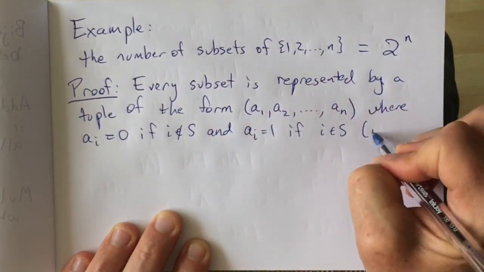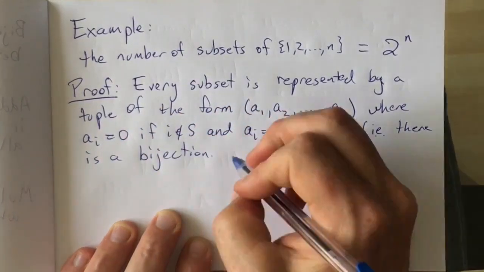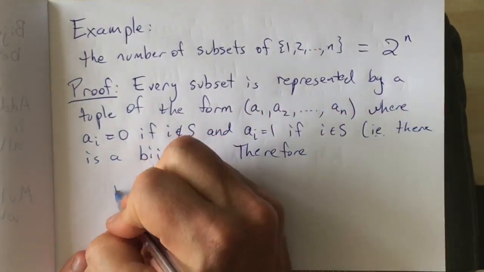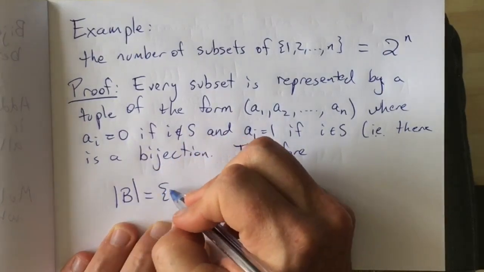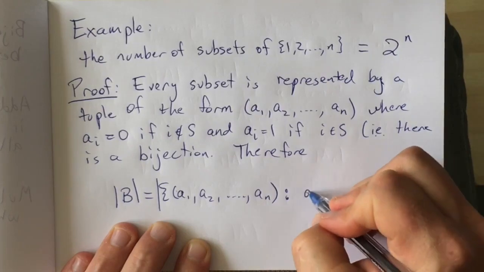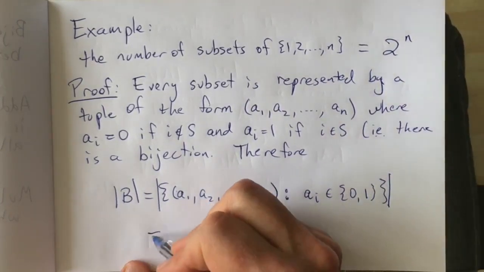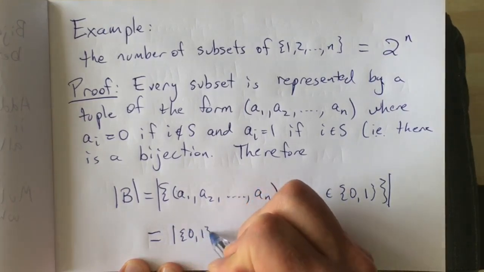That is, I'm saying that there's a bijection between the set of subsets and the set of tuples of length n consisting of entries that are either 0 or 1. So, they have the same cardinality, and by the multiplication principle, there are 2 to the n such tuples because each entry A_i has exactly 2 possibilities.